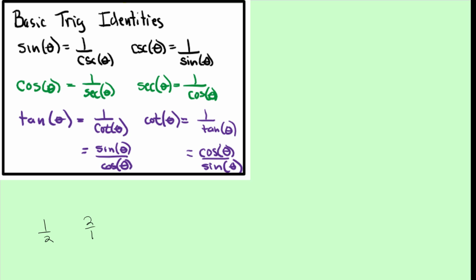Tangent is 1 over cotangent. It's also referred to as sine over cosine, or y over x. Cotangent, these are reciprocals, is 1 over tangent, or cosine over sine, or the x value over the y value.